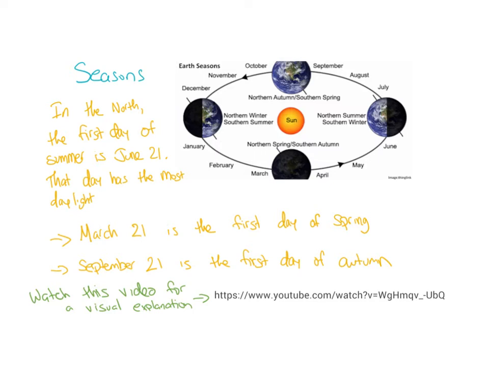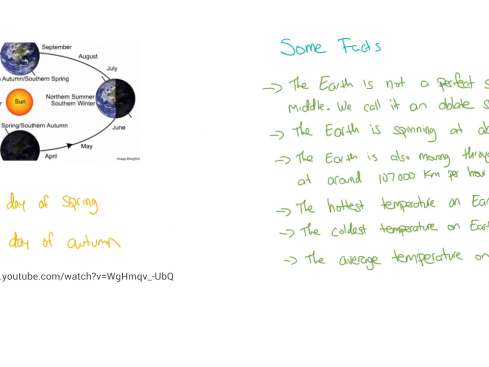So for us in the north, December 21st is the shortest day. So that's the day where the Earth tilts the furthest away from the sun. And on June 21st, that's when the Earth tilts the closest to the sun in the north. So this video will show you a better explanation.